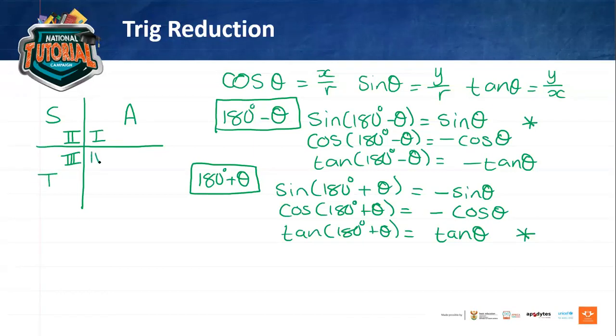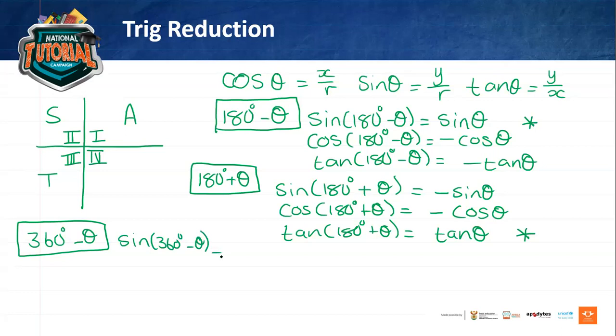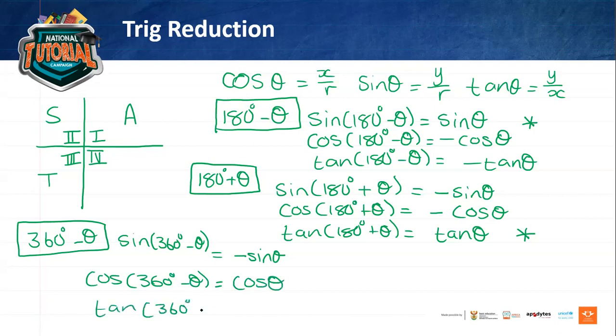Right, and then we looked at quadrant 4 briefly on the last slide. We said to get to angles in quadrant 4, we say 360 degrees minus theta would give me an angle in quadrant 4. And we saw that sine of 360 degrees minus theta was negative sine of theta. We saw that cos of 360 degrees minus theta was positive cos of theta. And we saw that tan of 360 degrees minus theta was negative tan of theta.